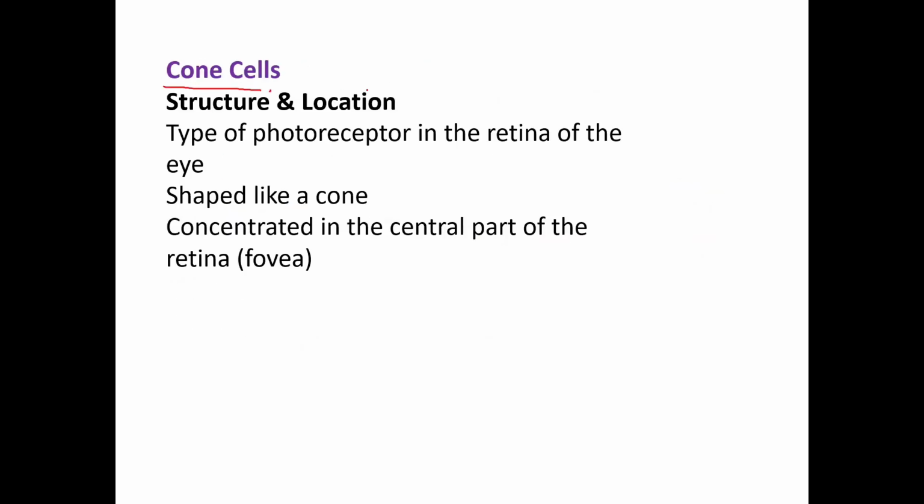Come on to the cone cells. Cone cells are cone in appearance. C for cone and C for color. It means cone cells give us color vision. So, it is a type of photoreceptor in the retina of an eye, shaped like a cone, concentrated in the central part. That part is called the fovea.